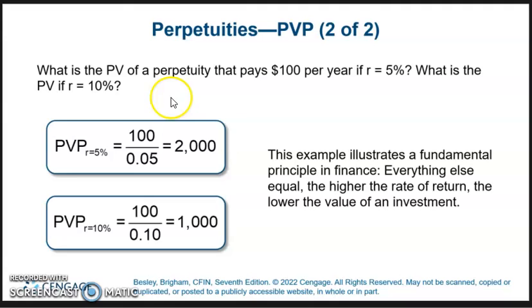But anyway, the present value of a perpetuity that pays $100 per year if the rate's 5%. So if the required rate of return is 5%, 100 divided by 0.05, that's $2,000 as the present value of that perpetuity. If you had a preferred stock that paid you a $100 dividend and your required rate of return were 5%, and we raise the required rate of return to 10%, that present value is going to be cut in half. It's 100 divided by 0.1, so that's $1,000.